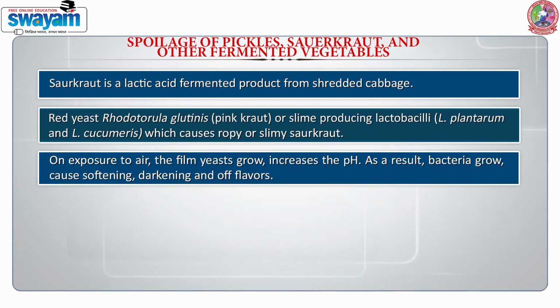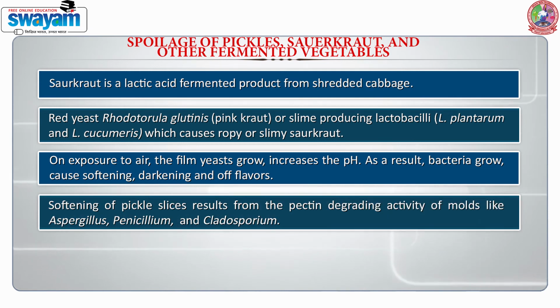On exposure to air, the film forming yeasts are also able to grow, and due to their growth there is an increase in the pH of the sauerkraut, and this increase in the pH is not a desirable feature. Once the pH increases, it makes the conditions conducive for the growth of bacteria, and the bacterial growth causes softening, darkening and development of off flavors.